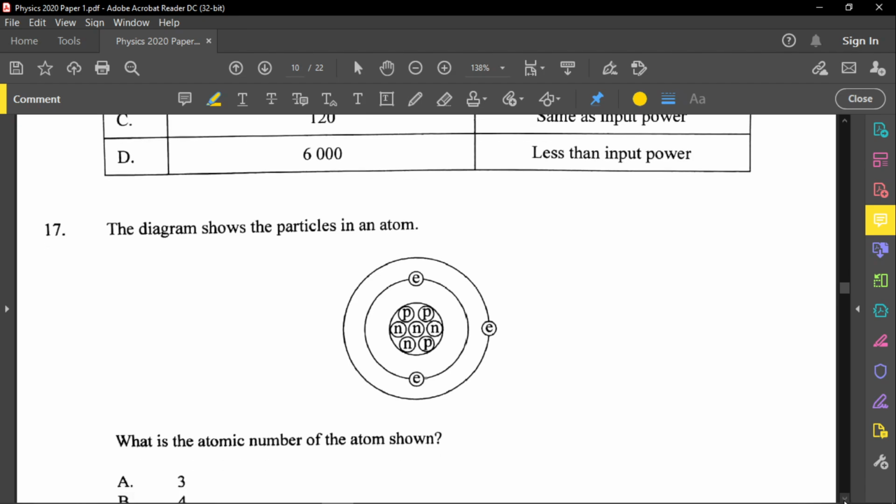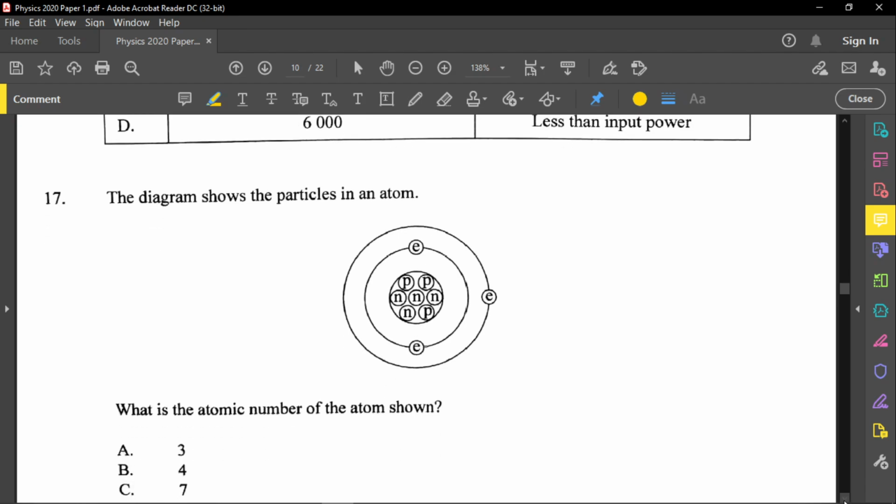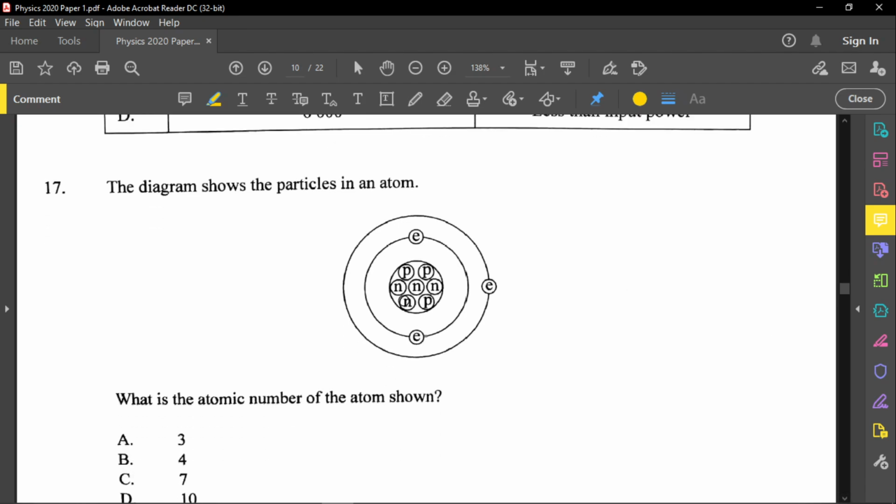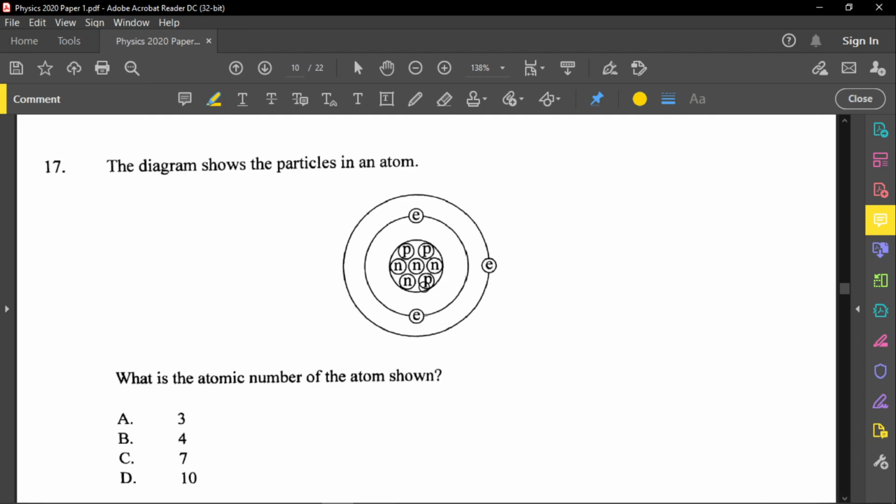Question number 17: a diagram shows the particles in an atom. P is a proton, N is for neutron, and E is for electrons. It asks, what is the atomic number of this atom? The atomic number here is based on the number of protons. So if there are 3 P's, that means the atomic number is 3. A point to note is that the number of protons, number of electrons, and atomic number are all the same. Now, how do you find the mass number? It is the protons plus the neutrons, so this will be 7.